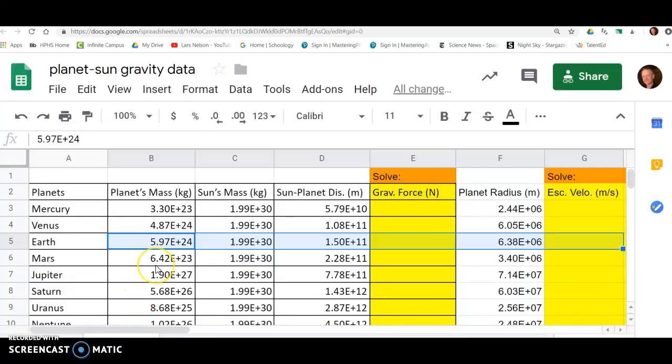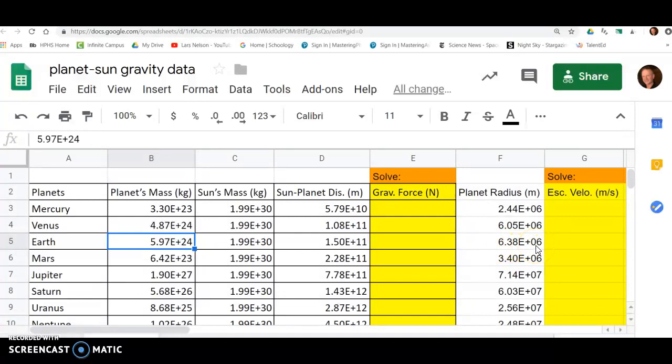Okay, this tutorial is to show you how to calculate the escape velocity on any planet given that planet's radius and that planet's mass. We will start with the planet Earth, knowing that the mass of Earth is 5.97 times 10 to the 24th kilograms, and the radius of Earth is 6.38 times 10 to the 6th meters.